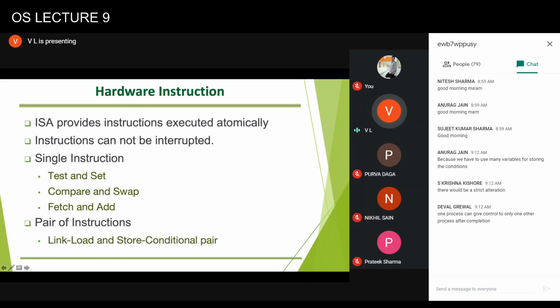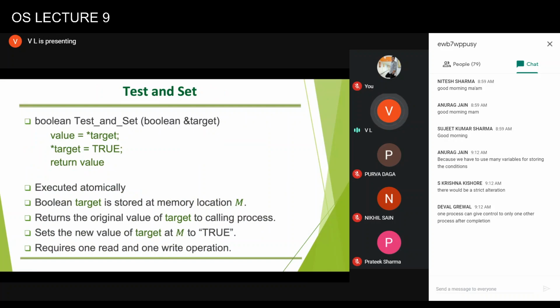The single instructions are test and set, compare and swap, and fetch and add. And then there is a pair of instructions which we have to use together to implement the critical section scenario. So let's look at the test and set instruction. What this instruction does is read a Boolean value from a memory location and change it to true.